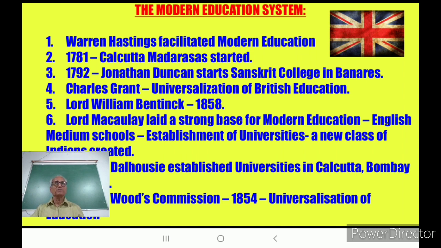The first Governor General's name that comes to our mind when we discuss this aspect is Warren Hastings. He facilitated modern education. He felt the East India Company needs clerks, accountants, managers, and you can't bring people from Europe to look into all these aspects. They have to be drawn from the populace at large in India.